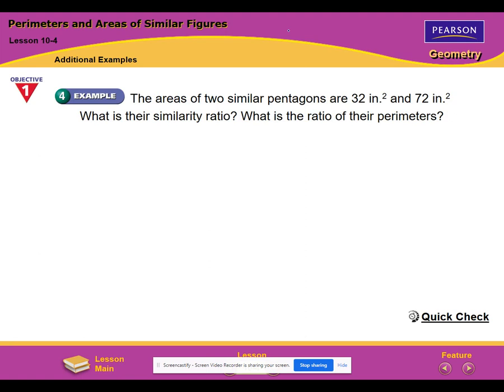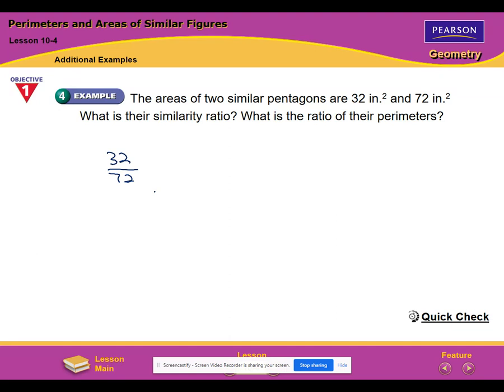The areas of two similar pentagons are 32 inches squared and 72 inches squared. What is their similarity ratio? And then what is the ratio of their perimeters? Okay, so this is a problem where they're giving us information that's on level 2, and we need to take it back to level 1. So here's what you do. You'd go 32 over 72. And just as going from level 1 to level 2, you have to square it. Here we're on level 2 and we're going back to level 1. We're going to have to square root. Okay, now look at those numbers and see if those are going to be easy to square root.